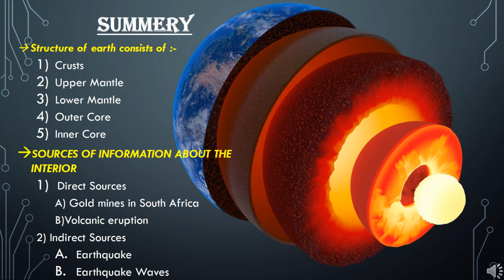And also different types of the sources from which we get the information about the interior of the Earth. There are two types of sources: one, direct source, and second, indirect source. Gold mines in South Africa, and volcanic eruption, are examples of direct sources. Earthquake and earthquake waves are examples of indirect sources.